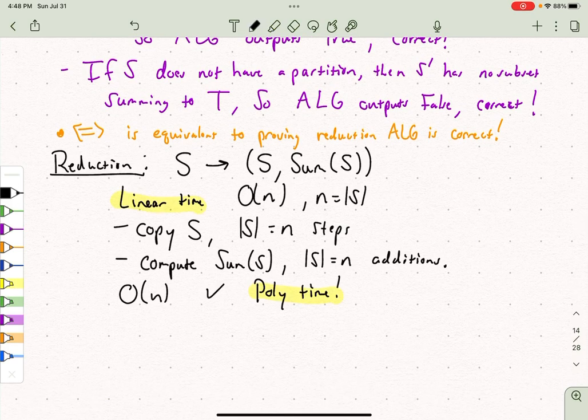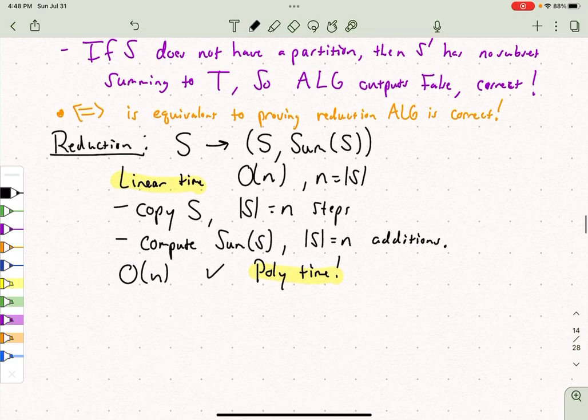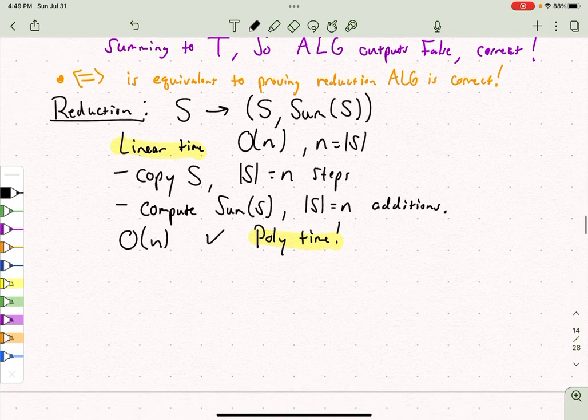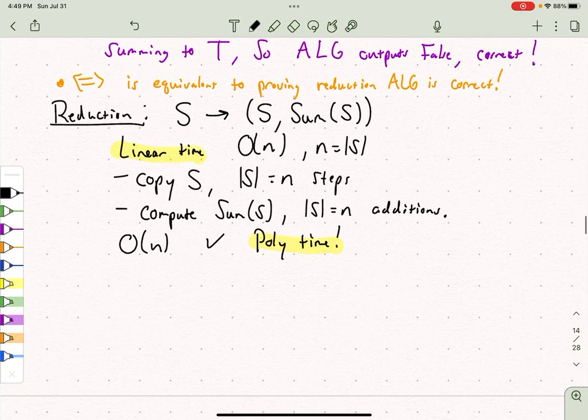So it's always important to check immediately that your reduction is polytime, because if it's not, then even if it's correct, it really doesn't matter. The whole point is it's a polytime reduction. So always check that before you even try to prove your reduction's correct. Okay, so this is our reduction.